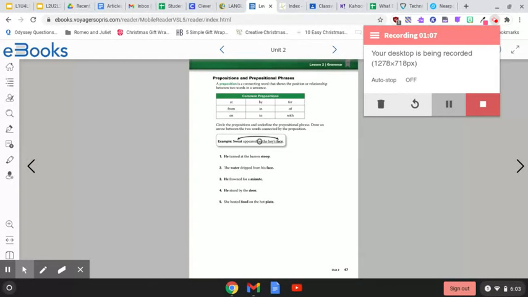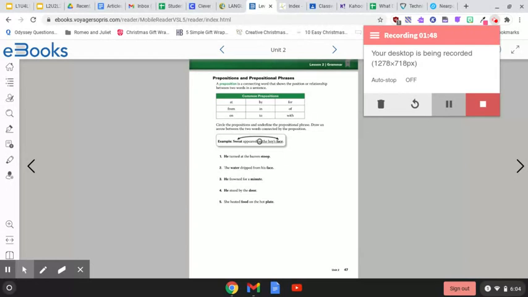Now turn in the student books to page 47. Let's look at the common prepositions and the directions for the activity. Common prepositions include at, by, for, from, in, of, on, to, or with. Our instructions tell us to circle the prepositions and underline the prepositional phrase. Then we're going to draw an arrow between the two words connected by the preposition. Let's look at our example sentence.